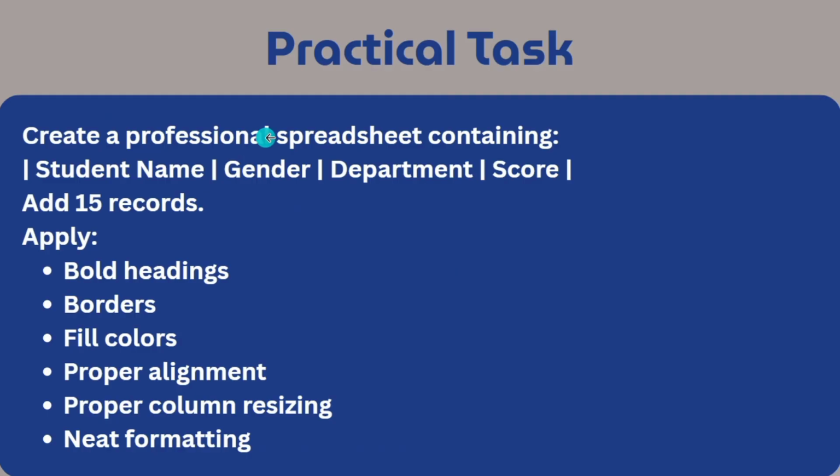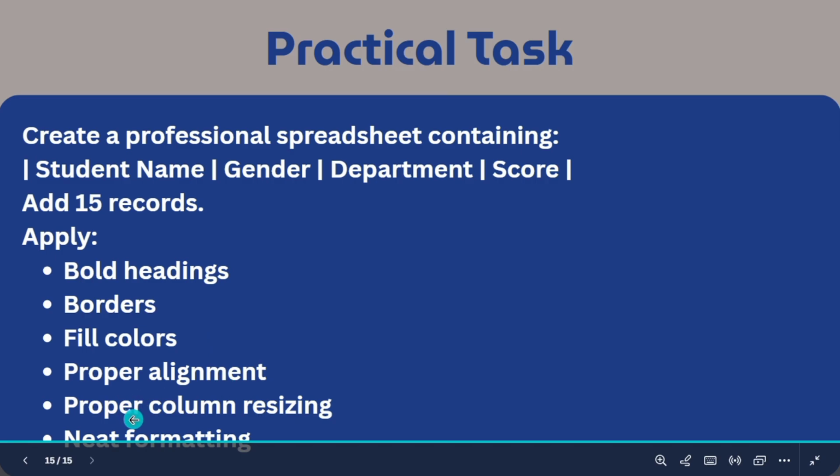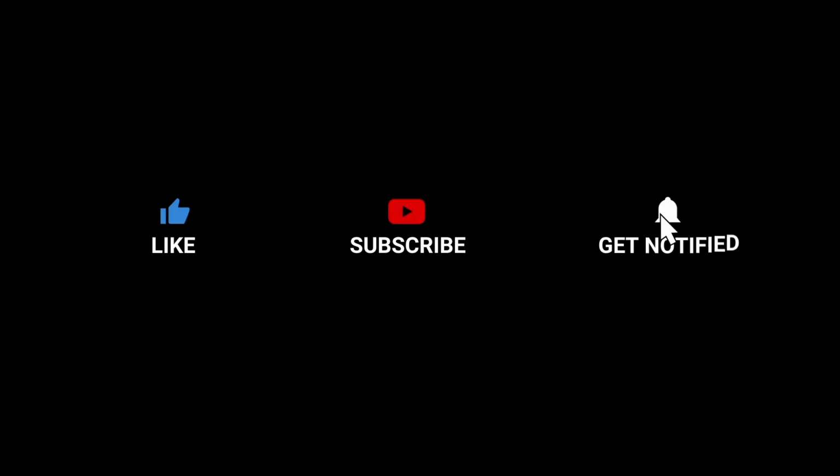So create a professional spreadsheet containing student name, gender, department, score, and add 15 records and apply bold headings, borders, fill colors, proper alignments, proper column resize, and neat formatting.